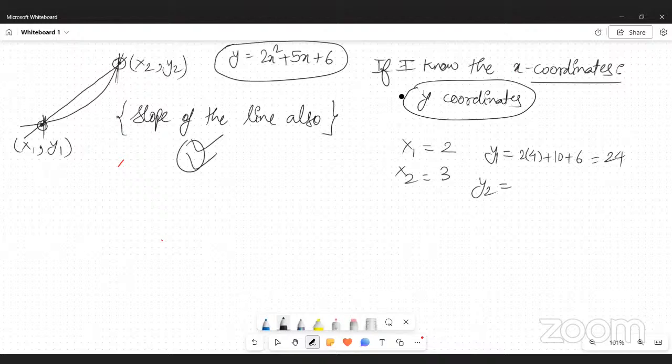Similarly, what will be the value of y2? Let me know. So it will be 2 into 9 plus 15 plus 6. Okay. So 18 plus 21, that's 39. Any problem till here? Any issues till here?